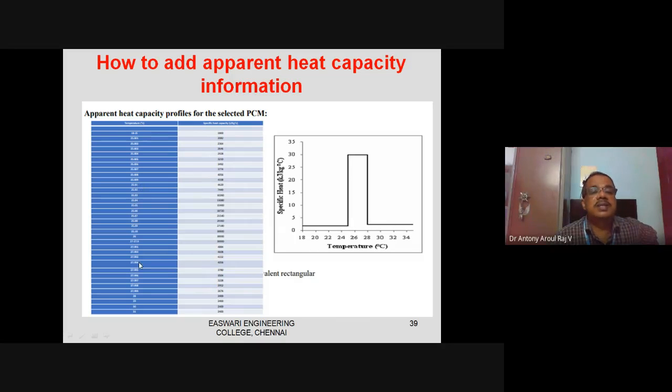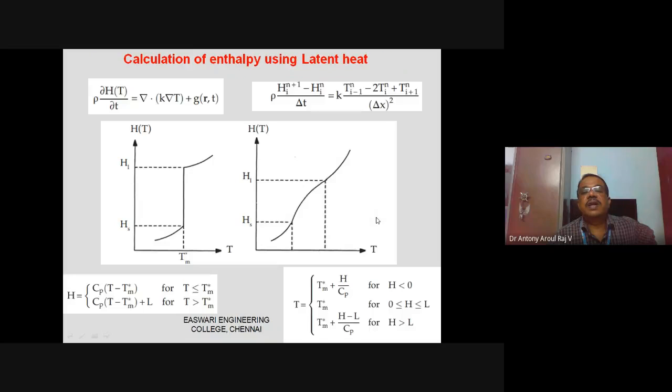So I have the temperatures, I have the specific heat value. For this example it is 25 and 28. Between 25 and 28 you will find a jump in the value. So here you can see there is a jump in this value. If you give this, that is sufficient. But if you are going for DesignBuilder, the arrangement is like this.